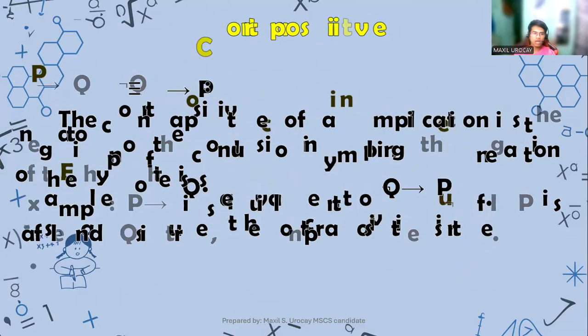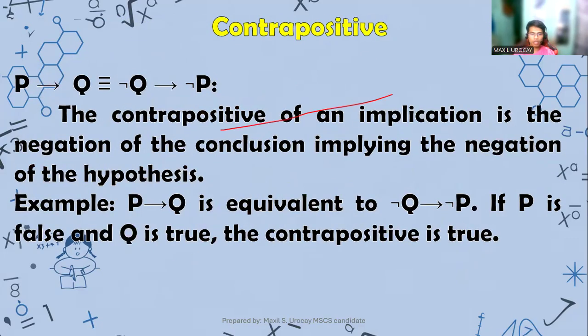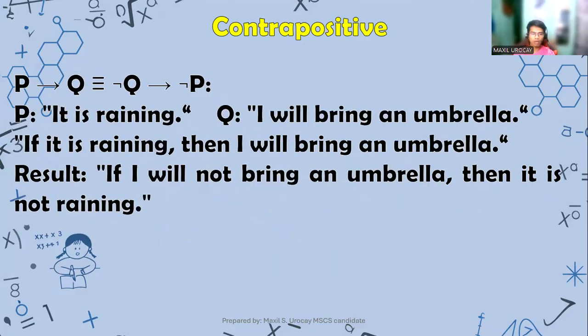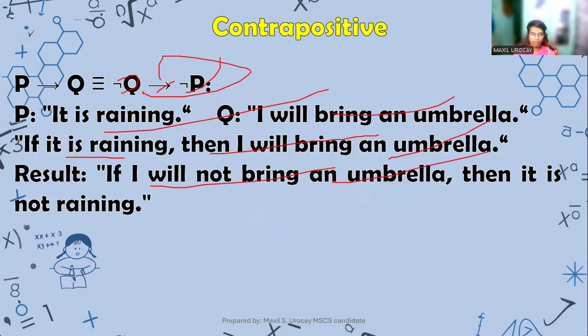Let's try to see here. The contrapositive of an implication is the negation of the conclusion implying the negation of the hypothesis. P then Q is equivalent to not Q then not P. If P is false and Q is true, the contrapositive is true. So, P then Q is equivalent to not Q then not P. For example, if it is raining, then I will bring an umbrella. And for this one, if I will not bring an umbrella, then it is not raining. So of course, they are equivalent to each other.